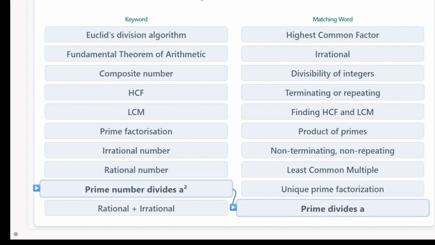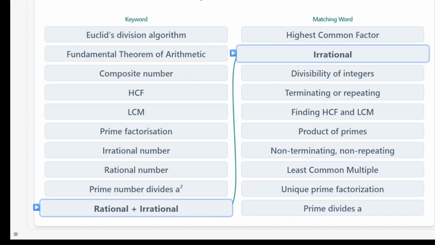Prime number divides A squared. Prime divides A. Rational plus irrational. Irrational.